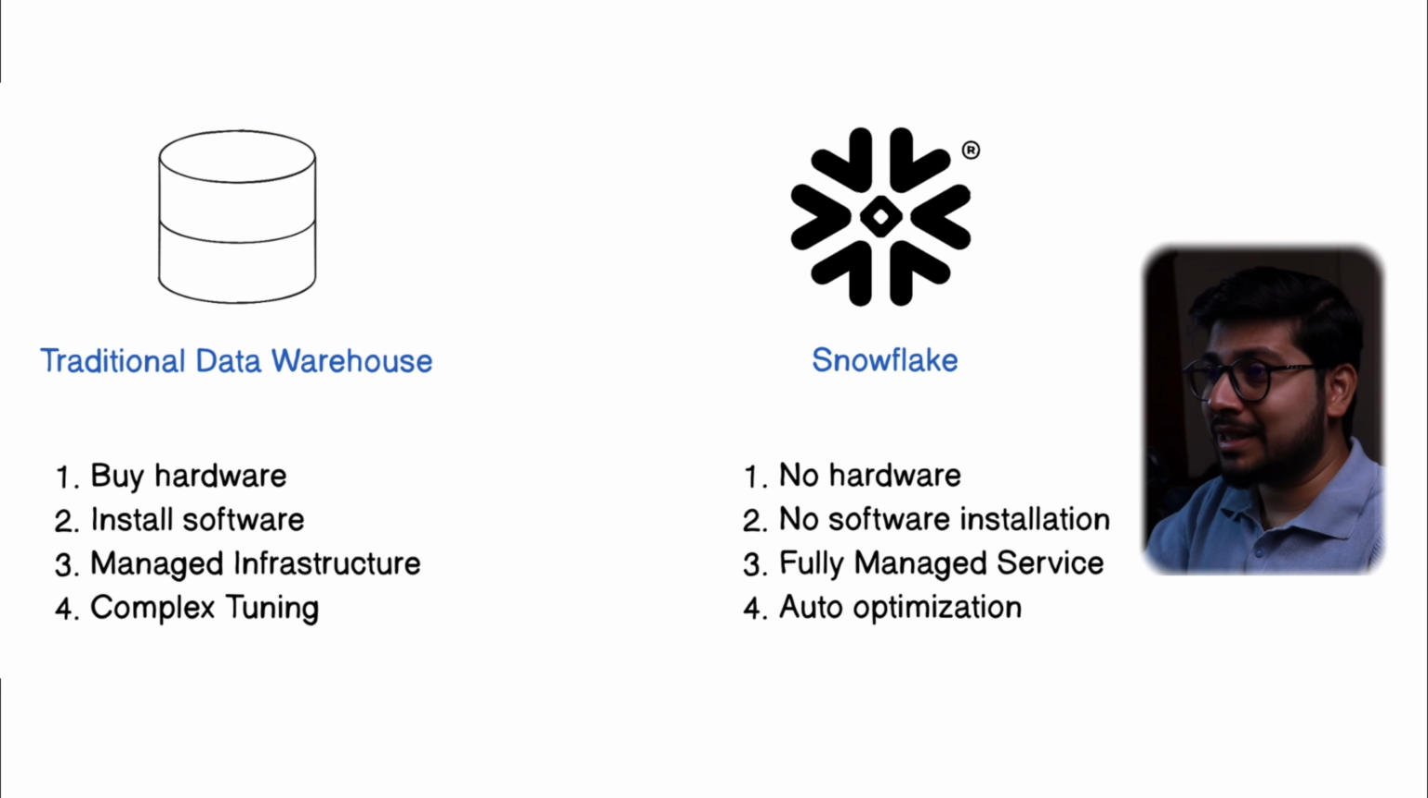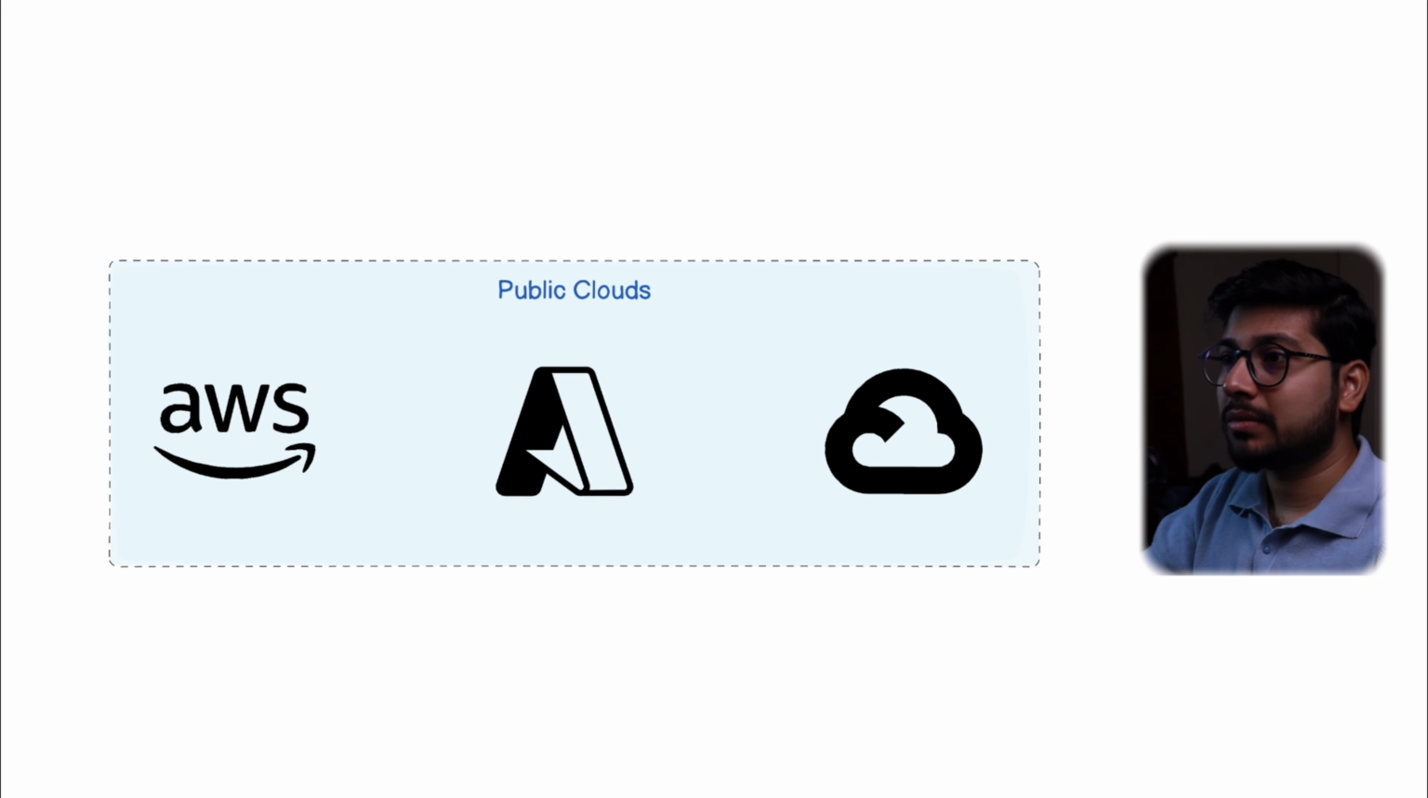Now, if you have worked with traditional databases like SQL Server or Oracle, you know how much time goes into hardware provisioning, capacity planning, software patches, and performance tuning. With Snowflake, all of that just disappears. Now, Snowflake runs on top of public clouds like AWS, Microsoft Azure, or GCP. But here is the key point. We cannot install Snowflake on premises or on any of our private cloud, and it is totally by design.